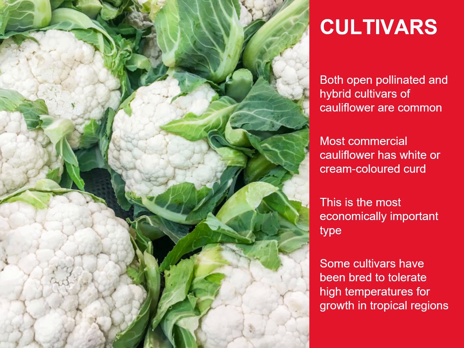Both open pollinated and hybrid cultivars are still common on the market for cauliflower. Most commercial cauliflower grown globally is of a white or creamish colour. This is the most economically important type, but some cultivars have been specially bred to tolerate high temperatures and humidities in tropical regions.